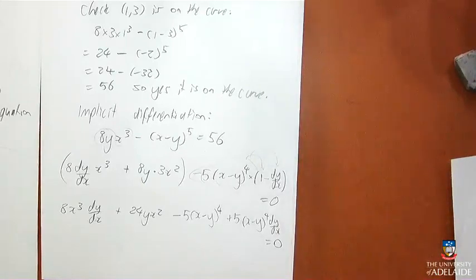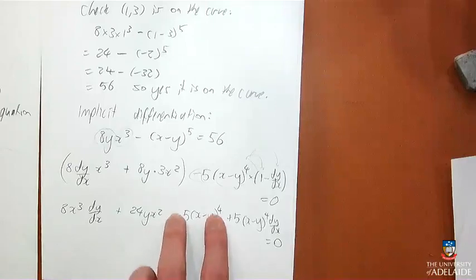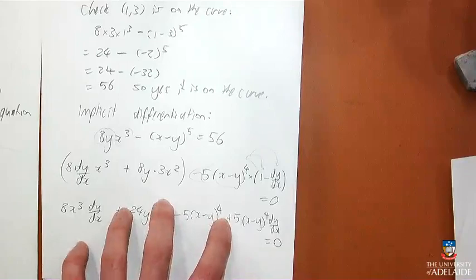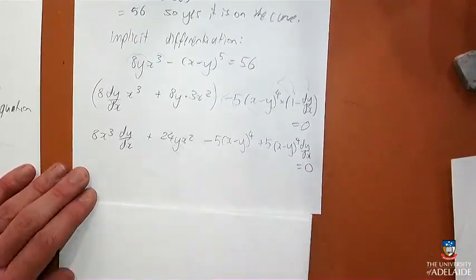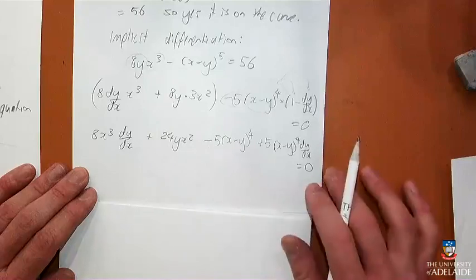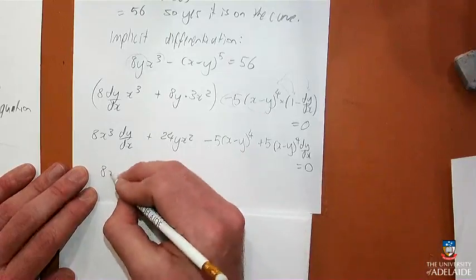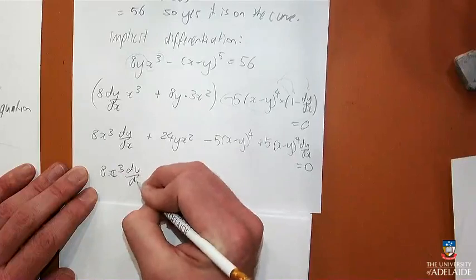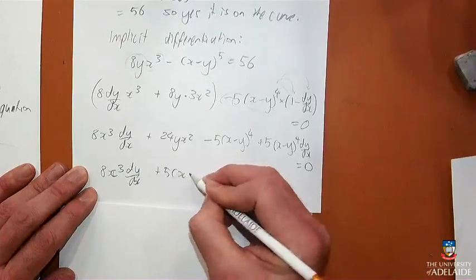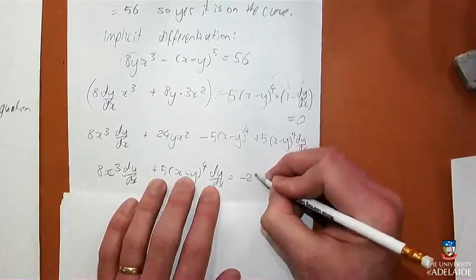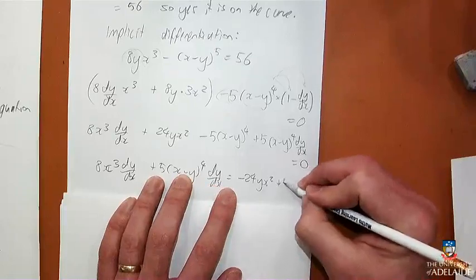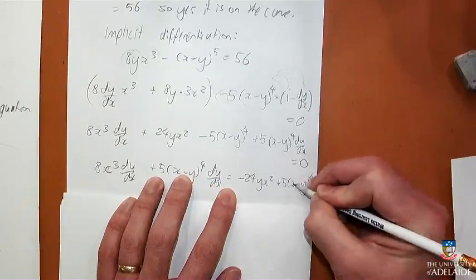Okay. Now what I'd like is to just have dy over dx equals. And so I notice that there are some pieces here that aren't actually attached to a dy over dx. I'm going to move them out of the way so it's a little easier to see where the dy over dx's are. So if I subtract this, it won't be there, and if I add this, it won't be there, but they will end up on the other side. So let's see, we have 8x cubed dy over dx plus 5 times (x minus y) to the 4 dy over dx is minus 24yx squared plus 5 times (x minus y) to the 4.